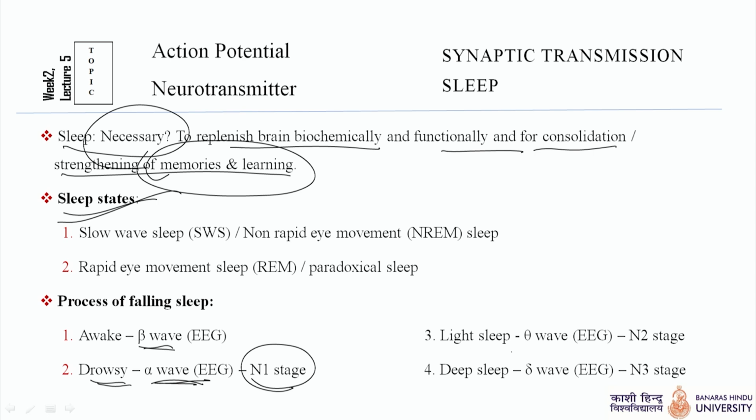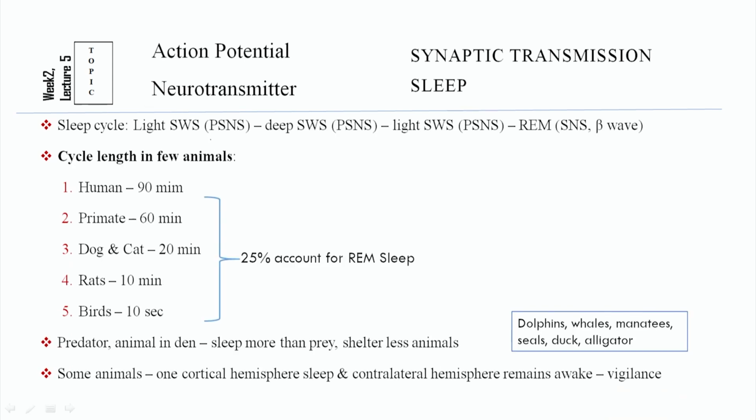The next is light sleep. Slowly your eyes are getting closed, where you get the theta waves, which are seen in the EEG machine, and this is also called the N2 stage. Then the deep sleep, which is a delta wave in the EEG, is called the N3 stage. Now, the sleep cycle: when you sleep, first you will go into a light slow wave sleep, then followed by the deep slow wave sleep, then followed by light slow wave sleep again. All these three slow wave sleep stages, light, deep, light, are under the control of the parasympathetic division of the autonomic nervous system.